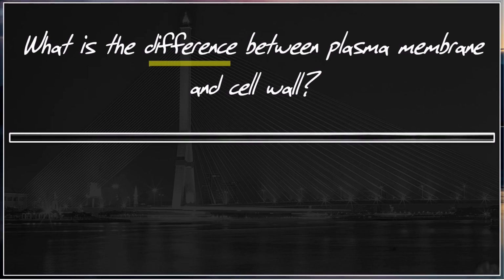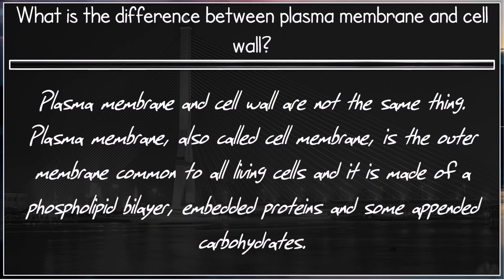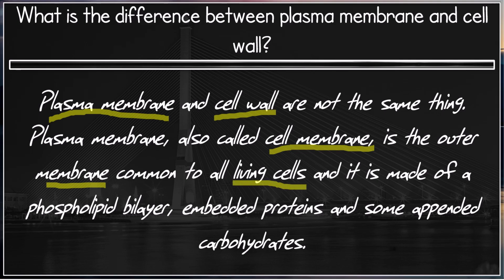What is the difference between the plasma membrane and cell wall? The plasma membrane and cell wall are not the same thing. The plasma membrane, also called the cell membrane, is the outer membrane common to all living cells. It is also made of a phospholipid bilayer, embedded proteins, and some appended carbohydrates.